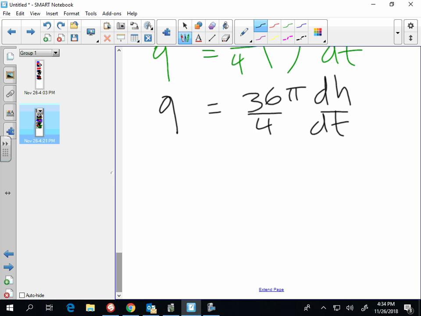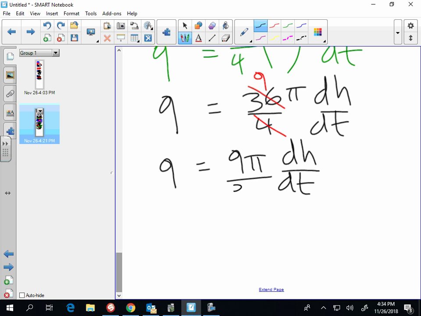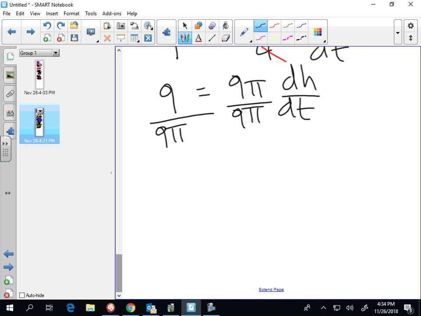Or when I simplify here, I get 9 equals 9 pi dh/dt. I'll divide both sides by 9 pi. Please don't migrate the pi to the top. My answer is 1 over pi dh/dt. And yes, it is the end of 7th period, which means it's 4:35. And I need units on dh/dt.